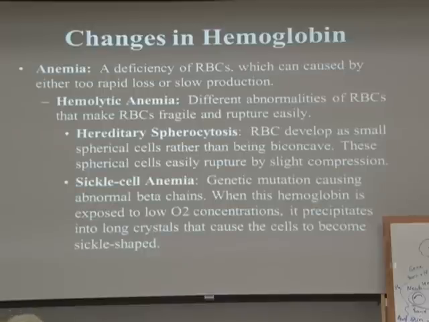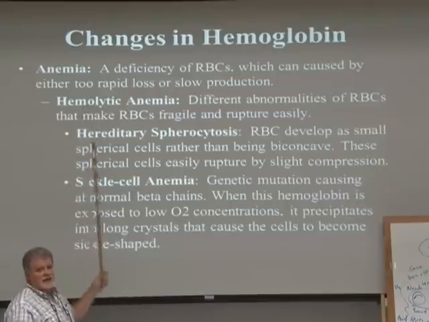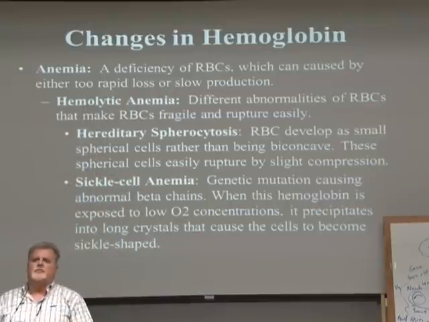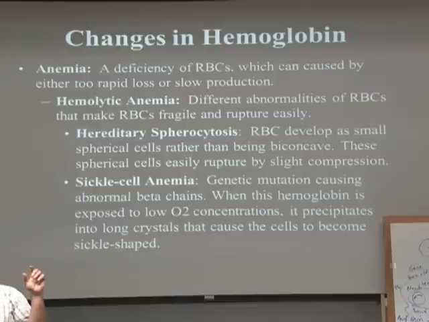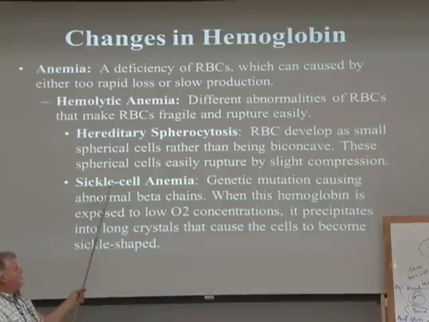Right, so there's a couple other anemias which are actually gene mutations that people would have. They're grouped together in what's called hemolytic anemias. Lytic meaning to lyse or break. So in both these diseases, there's a gene mutation to the shape of the red blood cell, and it causes the red blood cells to rupture in a higher percentage. The most common one you probably have heard of is sickle cell anemia, which is a gene mutation.